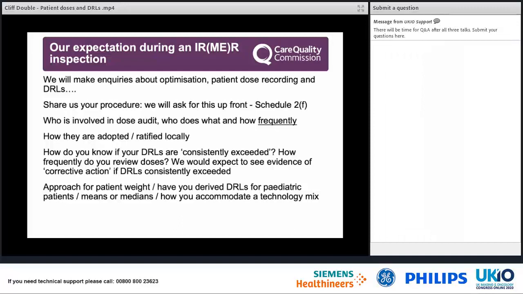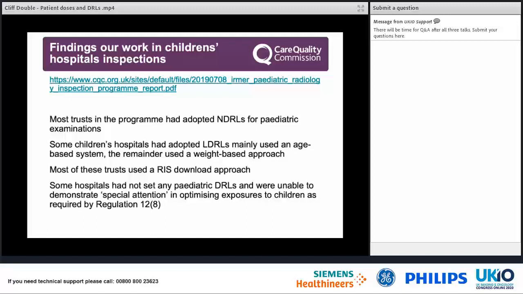That will be down to you. In preparation for this talk, I did a quick review of where DRLs have had a mention within our own published materials, and I'll start with this, which was a publication a couple of years ago following our work in children's hospitals inspections, and I've provided a link there to it if you want to follow that up.